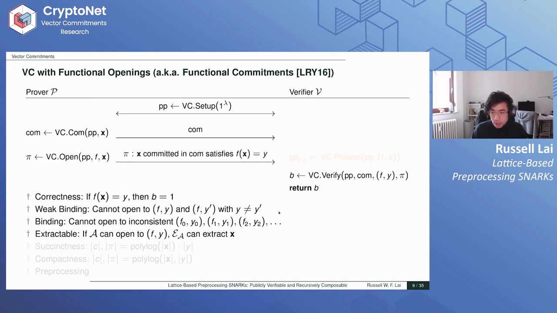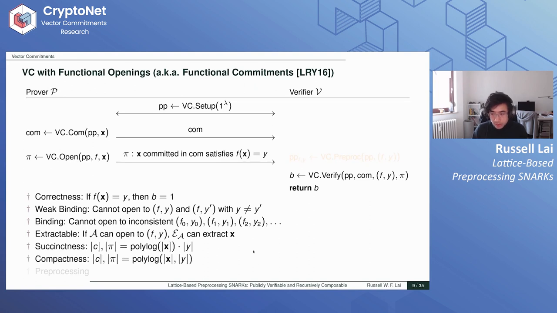nonlinear functions f. And for these more complicated functions, it is arguably more meaningful to consider the binding notion, which says that it is infeasible to create valid opening proofs for a bunch of different function-image tuples, for example, (f0, y0), (f1, y1), (f2, y2), and so on, so that these tuples are inconsistent. By inconsistent, I mean that there does not exist any preimage x that satisfies fi(x) = yi for all i. Finally, the strongest notion of binding that we consider is called extractability, which is similar to the knowledge soundness of SNARKs. This notion says that if there exists an algorithm which can produce a valid opening proof for some function-image tuple (f, y), then there exists a knowledge extractor which could extract a vector x, which is on one hand committed in the commitment, and on the other hand satisfies f(x) = y.